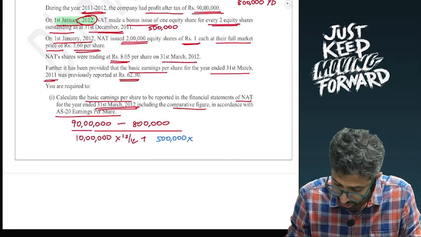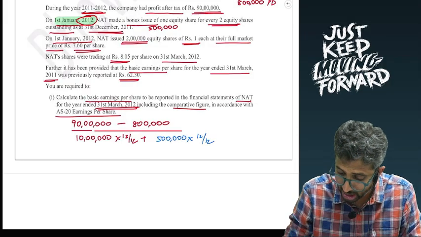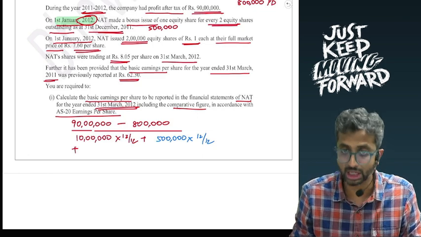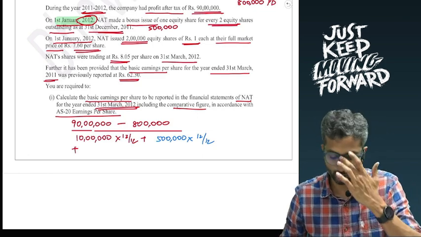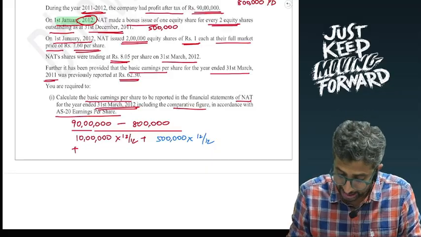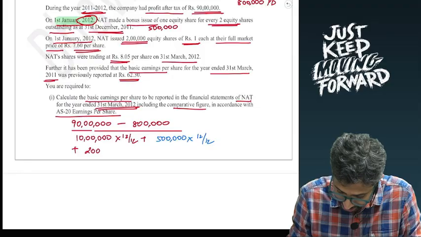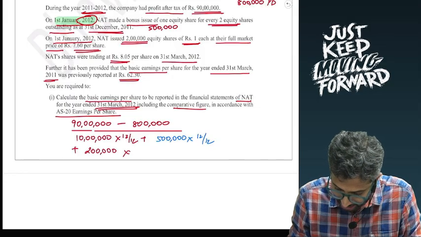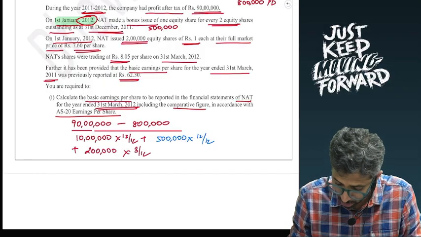Now technically the bonus share is issued on 1st of January. However, we assume that they would be outstanding for the entire year. The date of bonus issue does not matter. So I will do a 12 by 12 weight. And then I will issue another 2 lakh shares at full value. And these are issued on 1st January. So the weight would be 3 by 12.